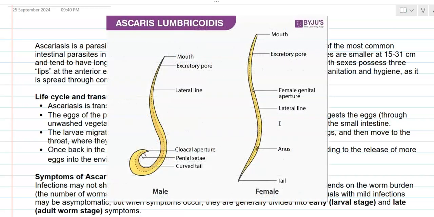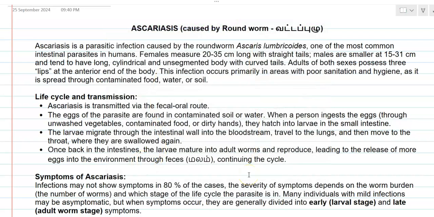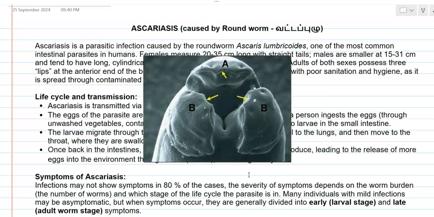Females measure about 20 to 35 cm long with straight tails, whereas males are smaller, at 15 to 31 cm, and they have a long, cylindrical and unsegmented body with curved tails. Adults of both sexes possess 3 lips at the anterior end of their body.